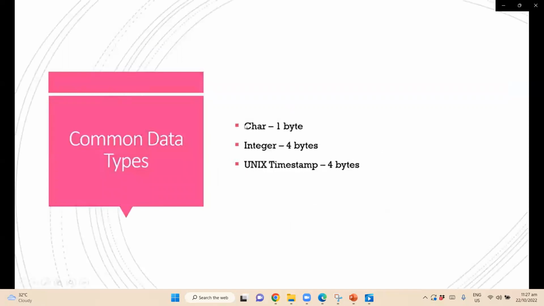Common data types: a char is 1 byte. So if you have messages in your application, every character in a string is 1 char. Integers are 4 bytes, and if you think about why, you've heard about a 32-bit integer: 32 bits, and one byte is 8 bits, so that's 4 bytes. And then a Unix timestamp is also 4 bytes.